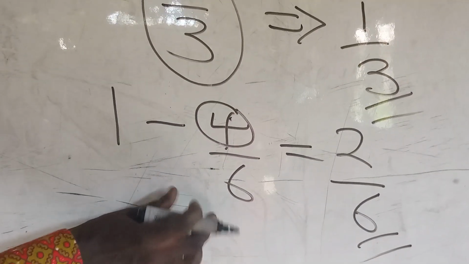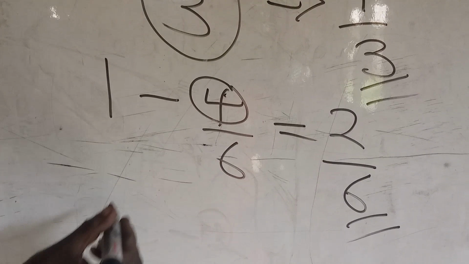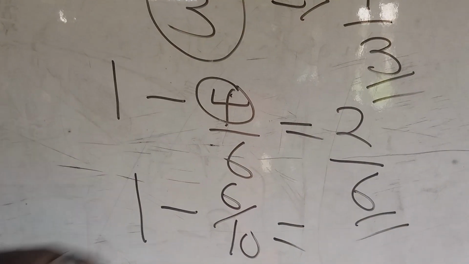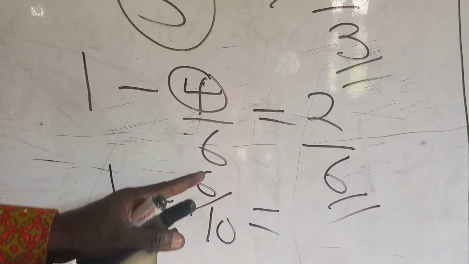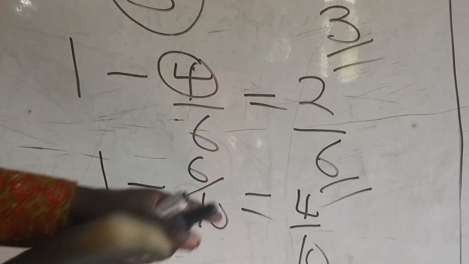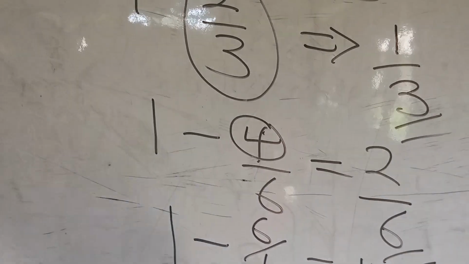Once you work this one out in the fraction form, you will get this 2/6. 1 minus 6/10. What number should be added to 6 for us to get 10? It's 4/10. This is the simplest way to work this out. Let us take question 2. Our second question.